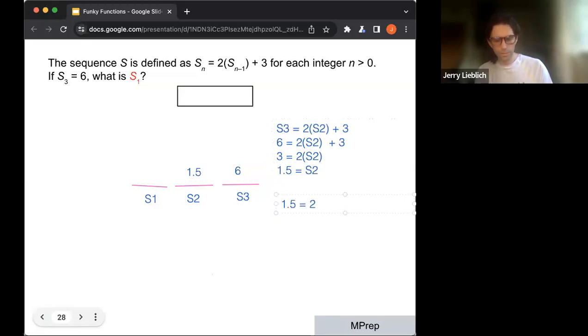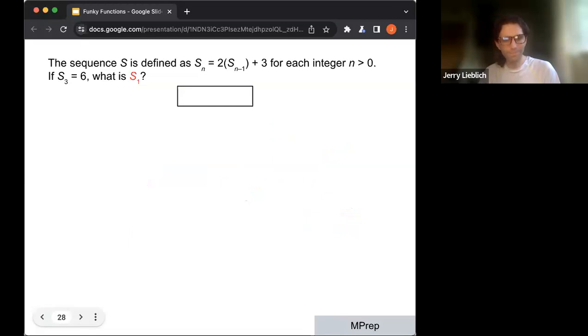S2 equals 2S1, what we're going for, plus 3. Subtract 3 from both sides. Divide both sides by 2. Get our answer, negative 0.75, or if you used fractions, negative 3/4. Let's do one more and then we'll wrap it up.